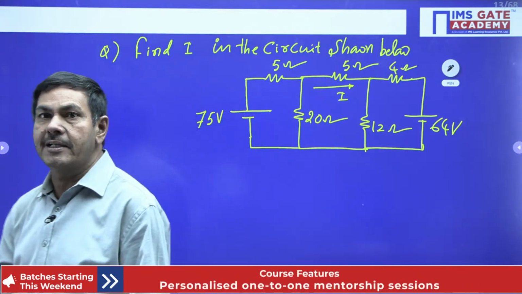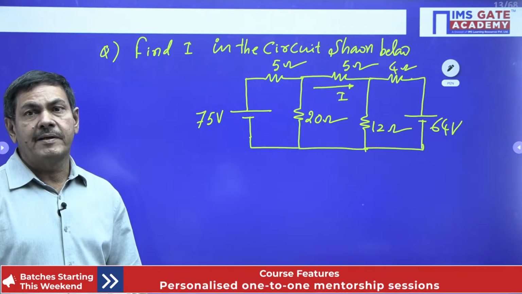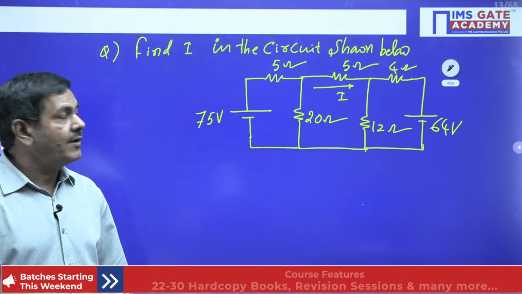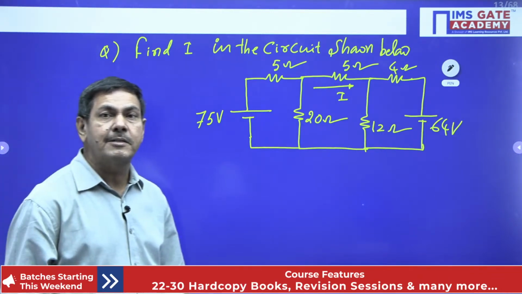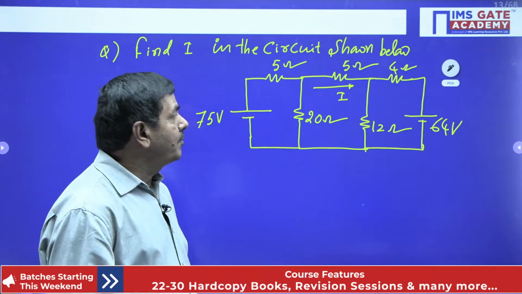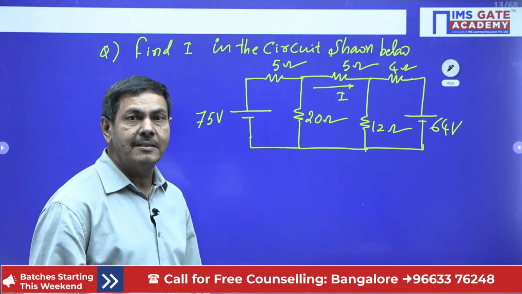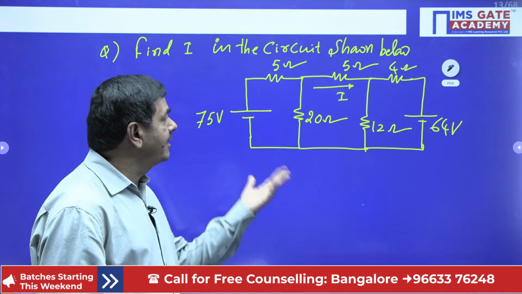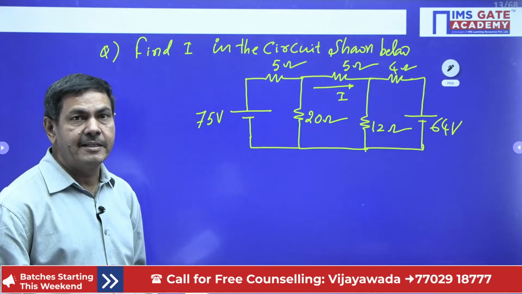What way can we find it? In the problem it is not given that we should use the superposition theorem. We need to identify whether the superposition theorem is applicable or not. When you want to apply the superposition theorem, the circuit must be given with linear elements only. Resistances and sources are all linear here.